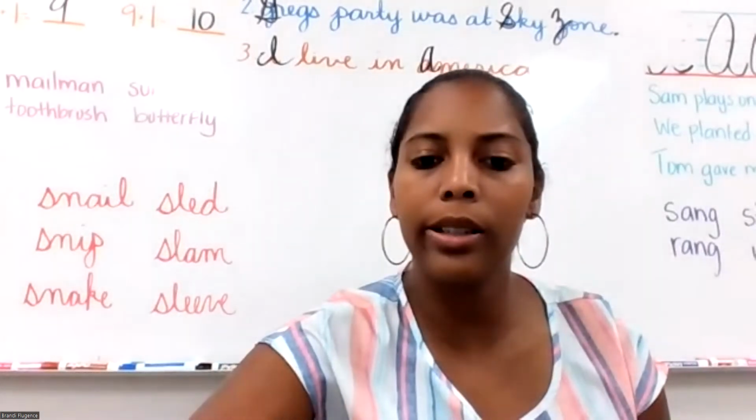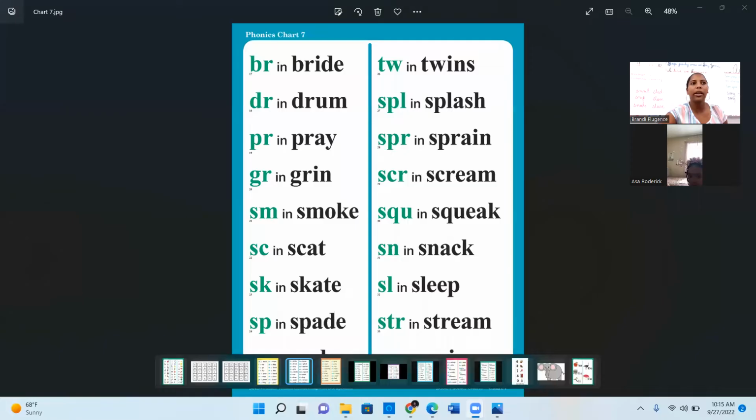All right, let's go over chart 7. All right, BR says GR, jur. PR says per, and GR says gr.